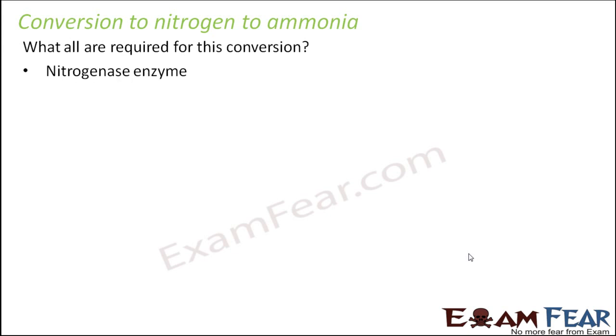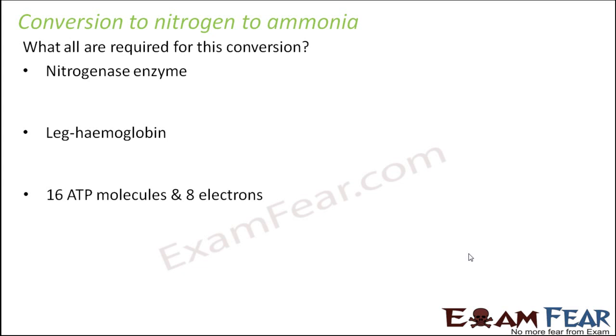First thing is the nitrogenase enzyme. As I said, this enzyme is the one which will help in converting nitrogen to ammonia. So nitrogenase enzyme is one. Next is leg hemoglobin. This is another component which is required. Now I'll just tell you what role each of them performs.